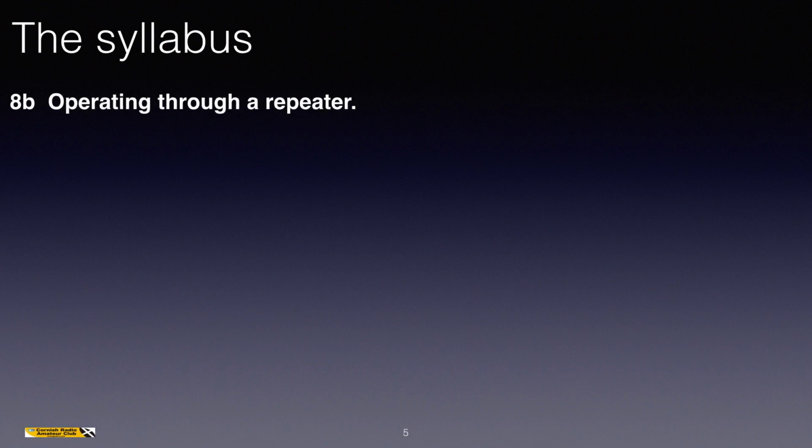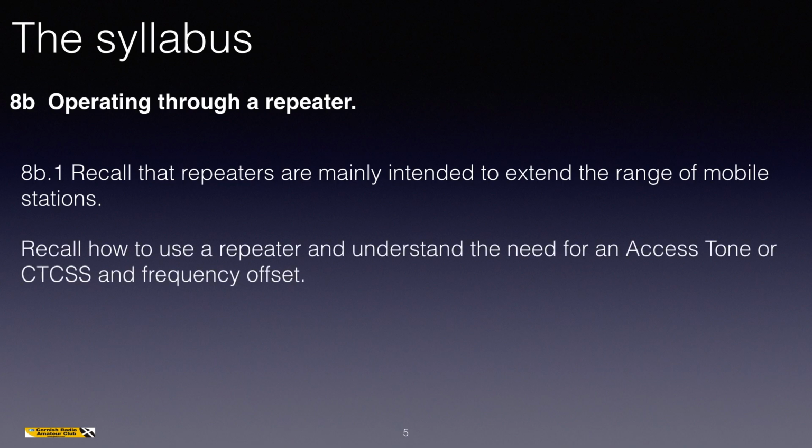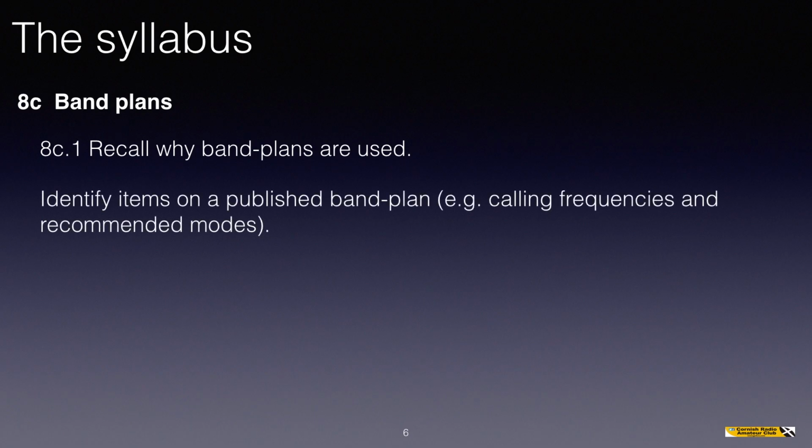So, operating through a repeater. Recall that repeaters are mainly intended to extend the range of mobile stations. Recall how to use a repeater and understand the need for an access tone or CTCSS and frequency offset. And then band plans. Recall why band plans are used. Identify items on a published band plan, e.g. calling frequencies and recommended modes. And then it says see note 4.